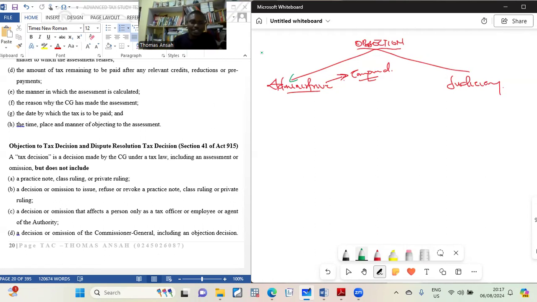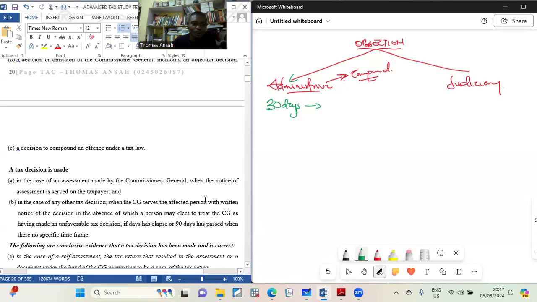And the process of objecting is that anytime the Commissioner General serves you a tax decision, if he gives you a letter as a tax decision, you have 30 days to object from the day of notice. So if he gives you the notice of assessment and you don't object after 30 days, it means you have accepted it. There's nothing you can do. So if in 30 days you want to object, then you can start the administrative objection process.